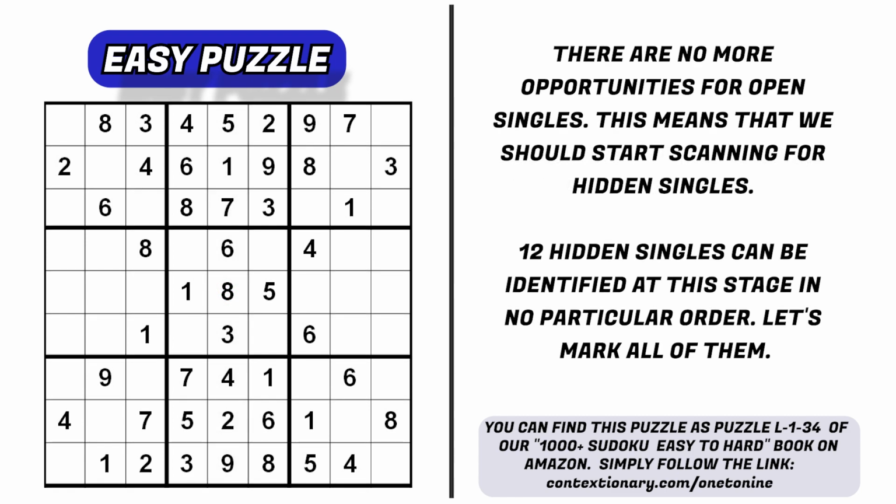When we scan the grid again, rows, columns and boxes, there are no more opportunities for open singles. It is now the right time to start scanning for hidden singles. At this stage, there are 12 hidden singles that we can find. Are you able to spot some of them? Remember that hidden singles can be found by searching a candidate number in a row, or in a column, or in a box.